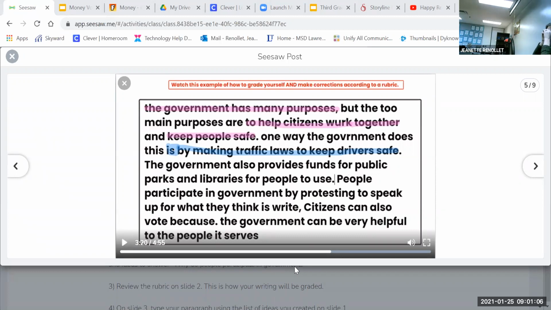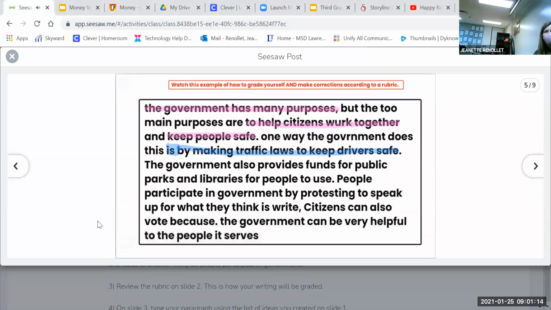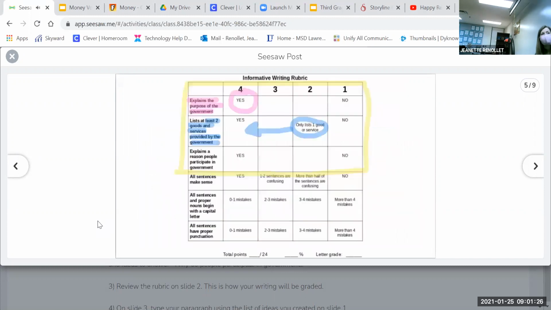Let's focus our attention. How can we improve our writing today, just like Mrs. Sousa is doing? The service of creating the laws so that we know how to stay safe, and the goods of public parks and libraries for people to use. Let's take a look at another item we've been asked to identify. Explain a reason people participate in the government.